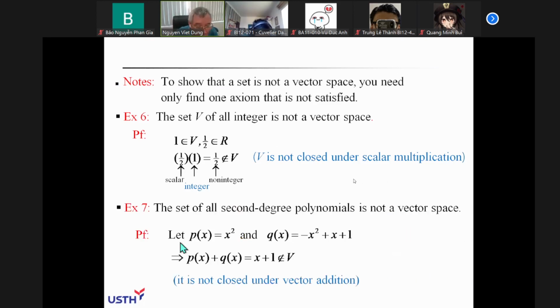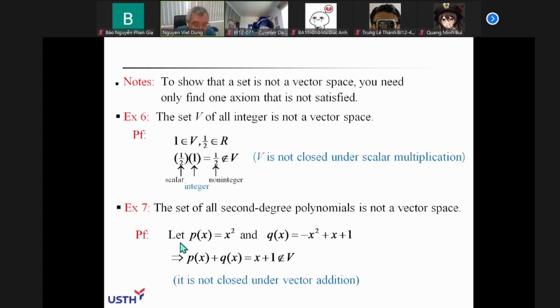The next one is the following. I consider the set of all polynomials of degree exactly 2, in Vietnamese, tập hợp của các đa thức có bậc đúng bằng 2. Before, I said polynomials of degree less than or equal to n, but here I require the polynomial of degree exactly 2. Then I claim that one is not a vector space.